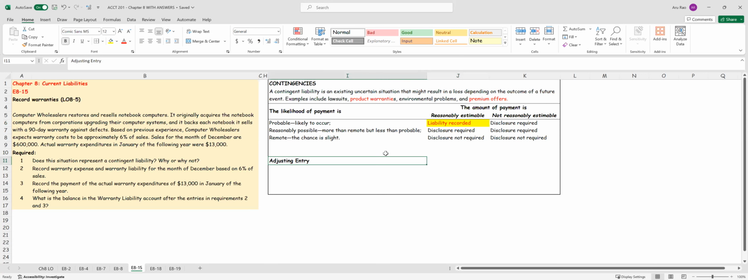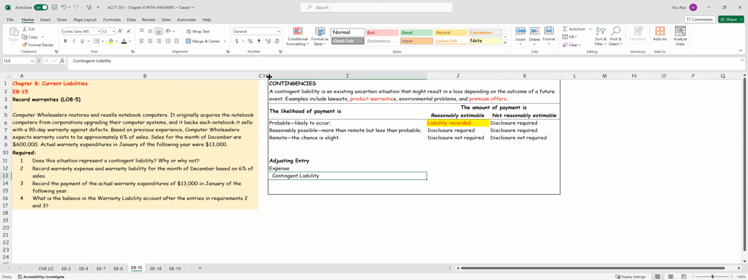So what would I do in my adjusting entry when I have to record a liability? That's the one where we have a journal entry. In this case, what I will do is I will debit an expense and I will credit a contingent liability. I will debit an expense and credit a contingent liability.